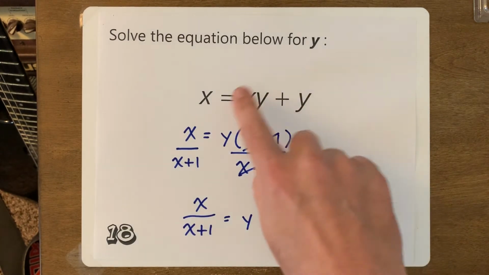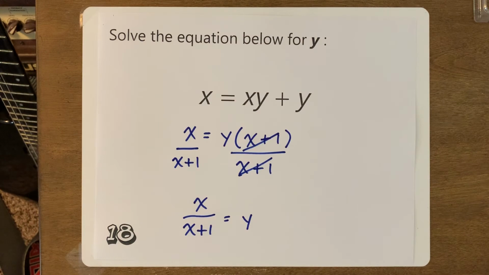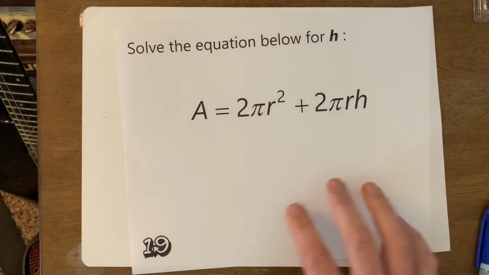So if there's more than one term with a variable in it like this, generally there's going to be some kind of factoring going on. And those are ones that you just have to see a lot of examples of until you get a really good grasp of it.